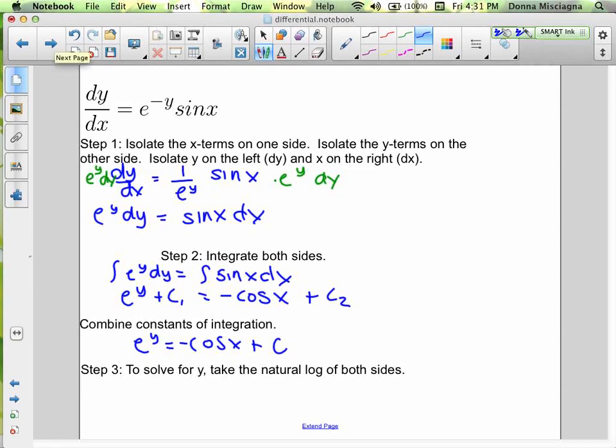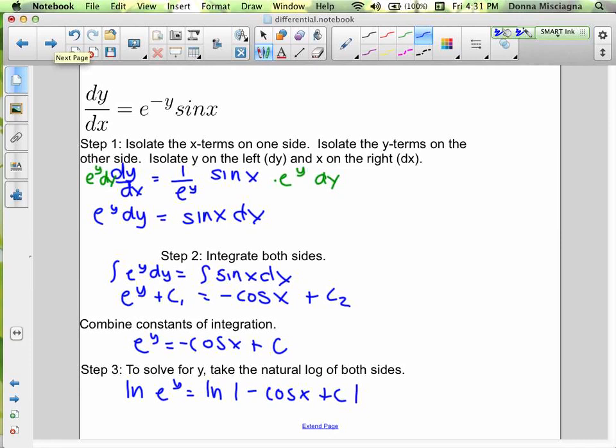So if you can undo an operation to isolate y, then go ahead and undo it. In this case, I can undo the exponentiation there by using natural log. So we have natural log e to the y equals natural log. I'm going to use the absolute value bars because cosine can be negative. Negative cosine x plus c, and c is going to be in the absolute value bars now too, because it's got to be positive as well.